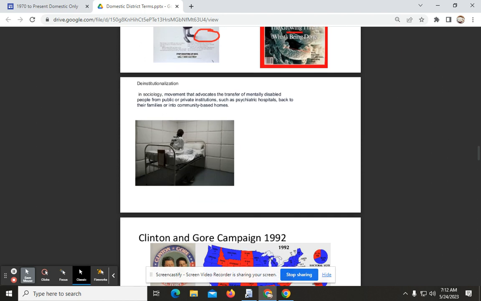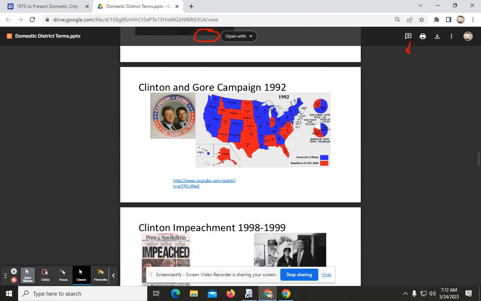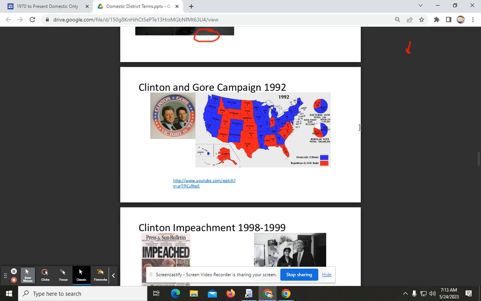The institutionalization, what's going on here is you're starting to see the trend where institutions, people who have medical conditions, here are all of the patients, they are starting to have the conversation about sending them back into their homes so they are not just living their lives in medical facilities. By the time we get to the 90s, you would see the presidency of Clinton and Gore.